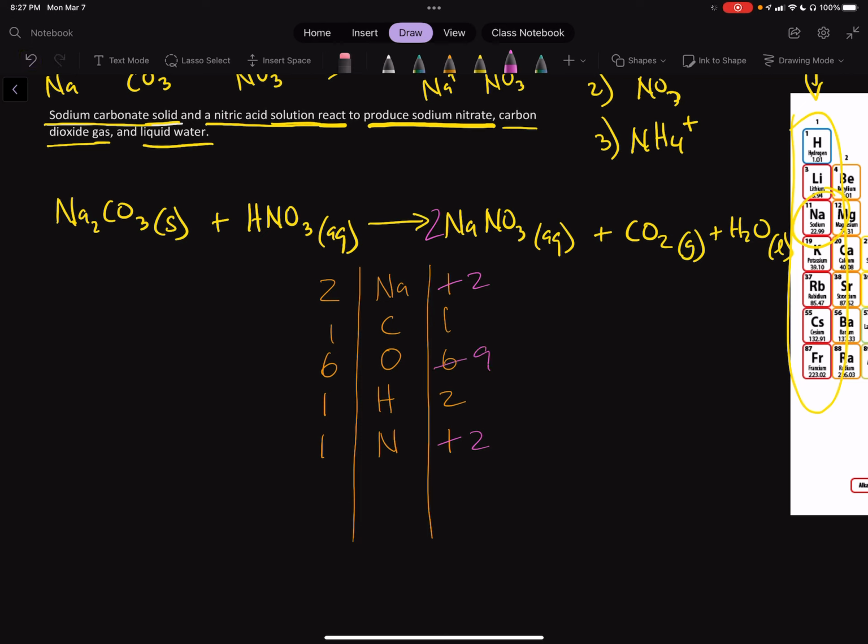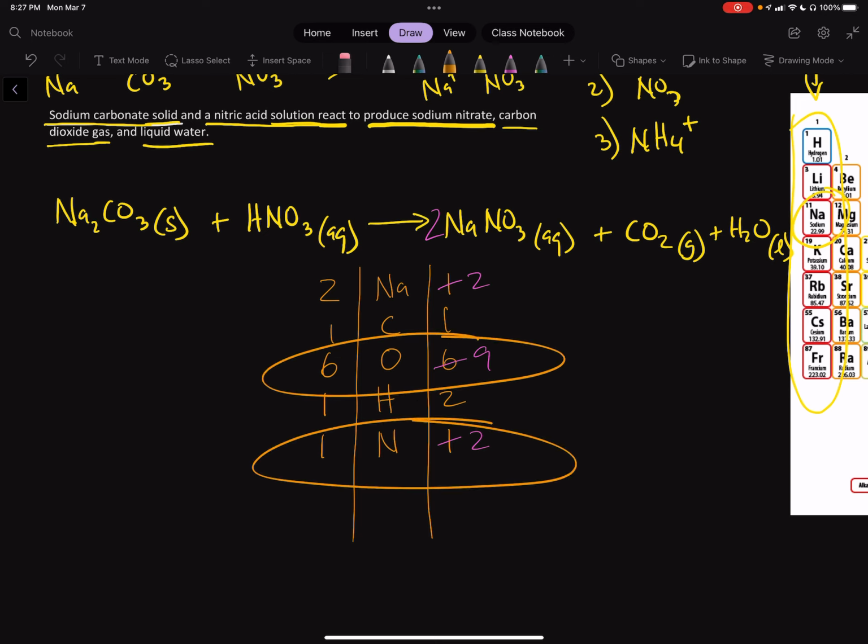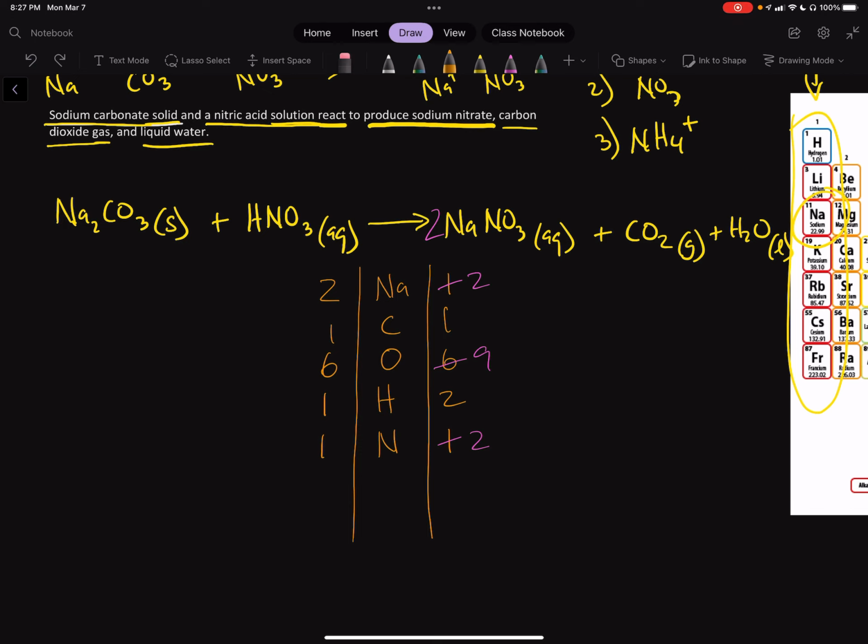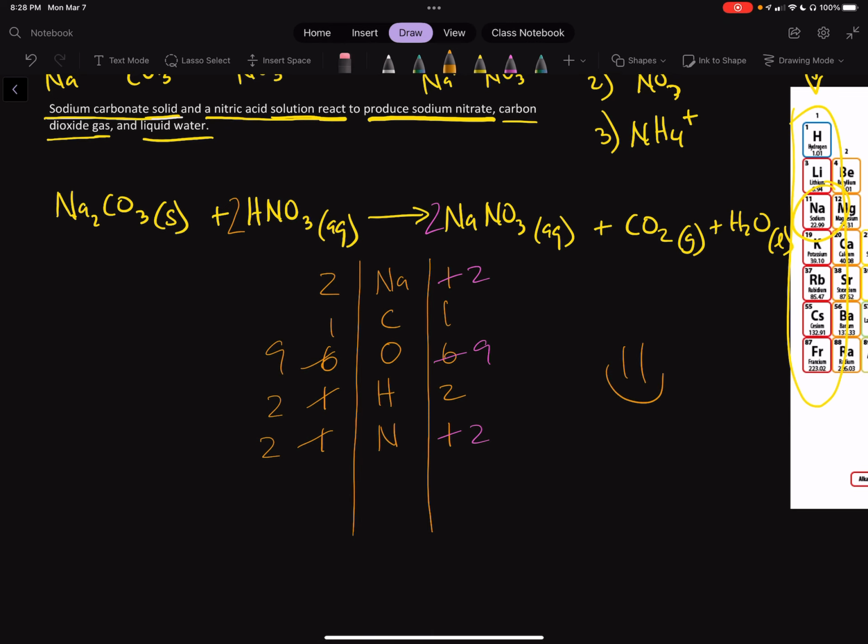Okay, so now I see that my nitrogens are now out of balance and my oxygens are out of balance. And my hydrogens as well. So it's like, oh gosh, I've got a big problem. What am I going to do about that? But if you look closely, if we put a 2 right here and then check it, my hydrogens would now become 2, my nitrogens become 2, and my oxygens, I've got 3 here and 6 here. The oxygens become 9, so we're good. Now it's balanced.